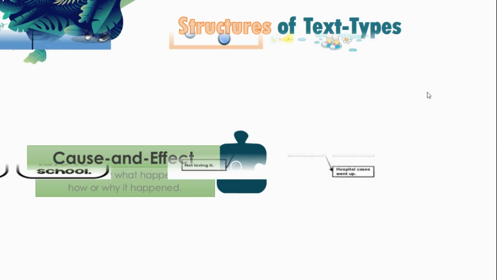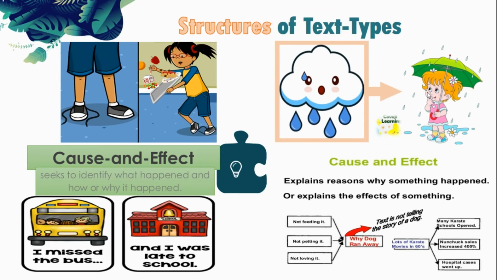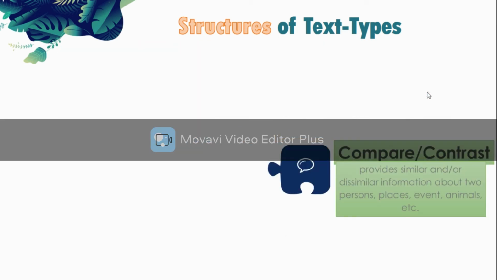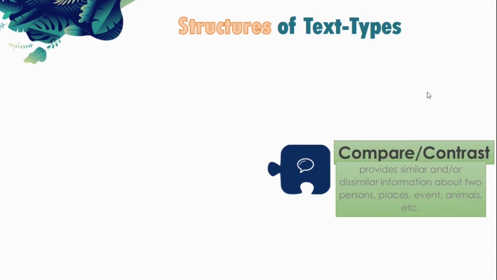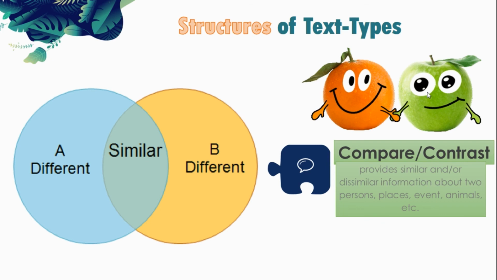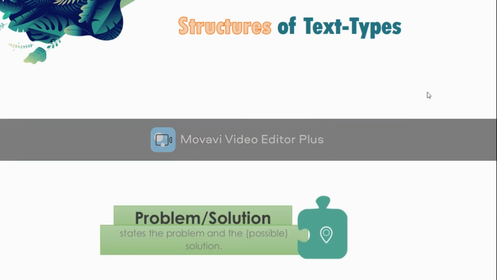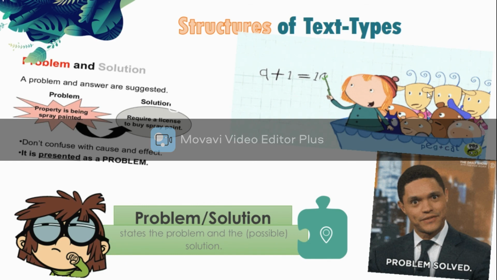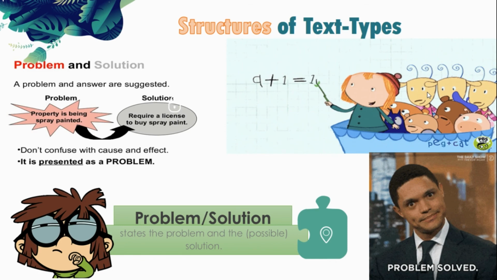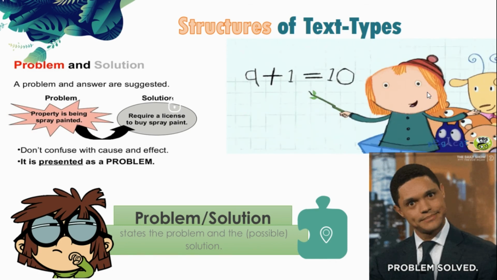When we say cause and effect, these are texts that seek to identify what happened and how or why it happened. So usually there are causes and effects within a text. And the next one is compare and contrast. Text that provides similar or dissimilar information about two persons, certain places, events, and animals are called compare and contrast text. And the next one is the problem and solution text. These are texts that state the problem and the possible solution. So usually this problem and solution text can be found in science books and magazines.